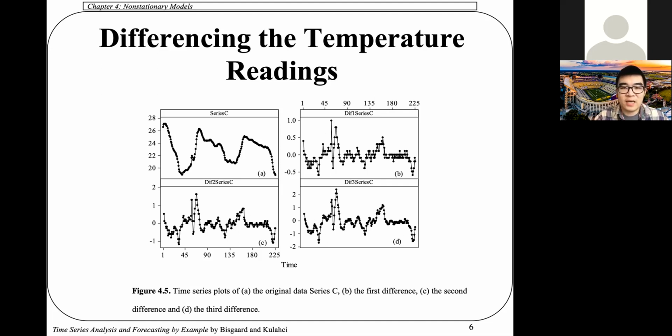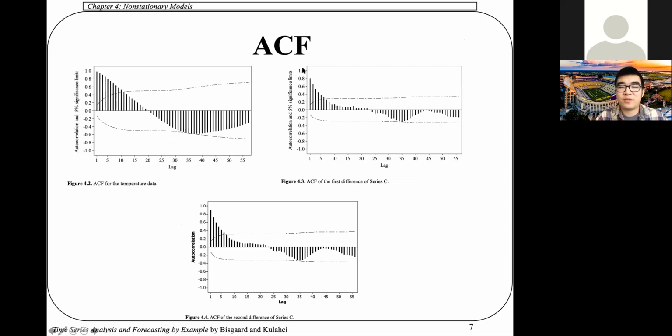Okay, and we can also check the ACF to see whether we achieve stationary data. So again, this plot is the ACF of the raw temperature data, and as we can see, this ACF dies very slowly. However, if we do the first difference and the second difference, the ACF dies at least faster than the raw data. And more importantly, we do not find a significant difference in the ACF plot between the first difference and the second difference.